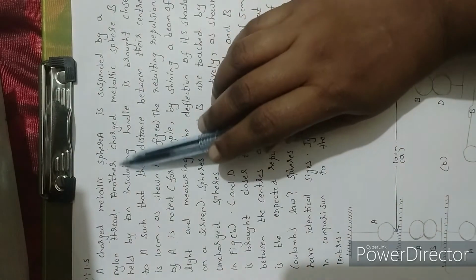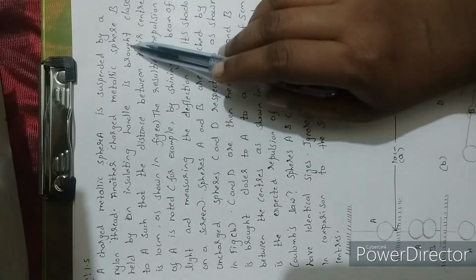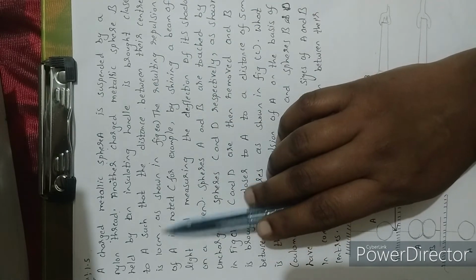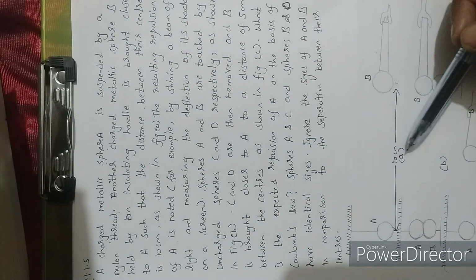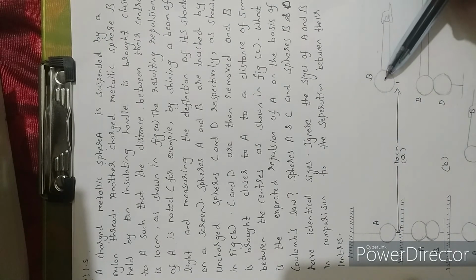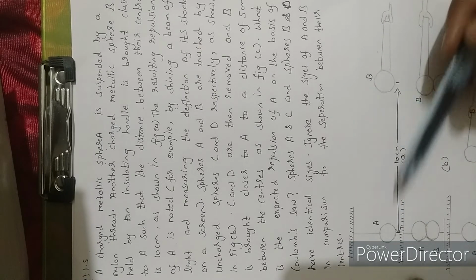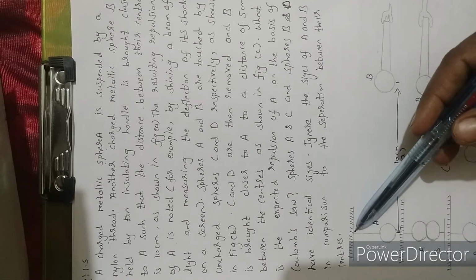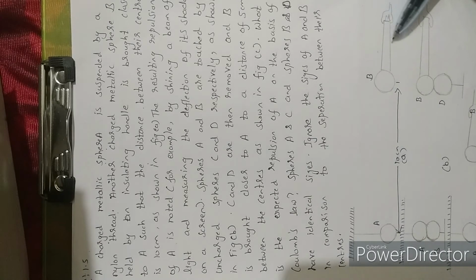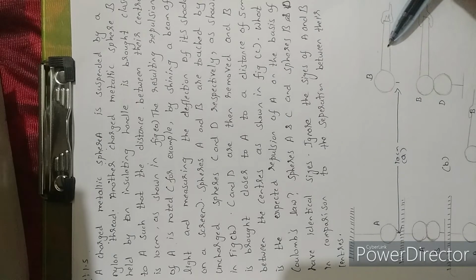Another charged metallic sphere B, held by an insulating handle, is brought close to A such that the distance between their centers is 10 centimeter as shown in figure A. So this is your figure A, children. This is your A sphere and this is your B sphere. The distance between the centers will be equal to 10 centimeter. A sphere is suspended with the help of a nylon thread, and B sphere is held by an insulating handle. Nylon is also an insulating one, and the handle is also an insulating handle only.